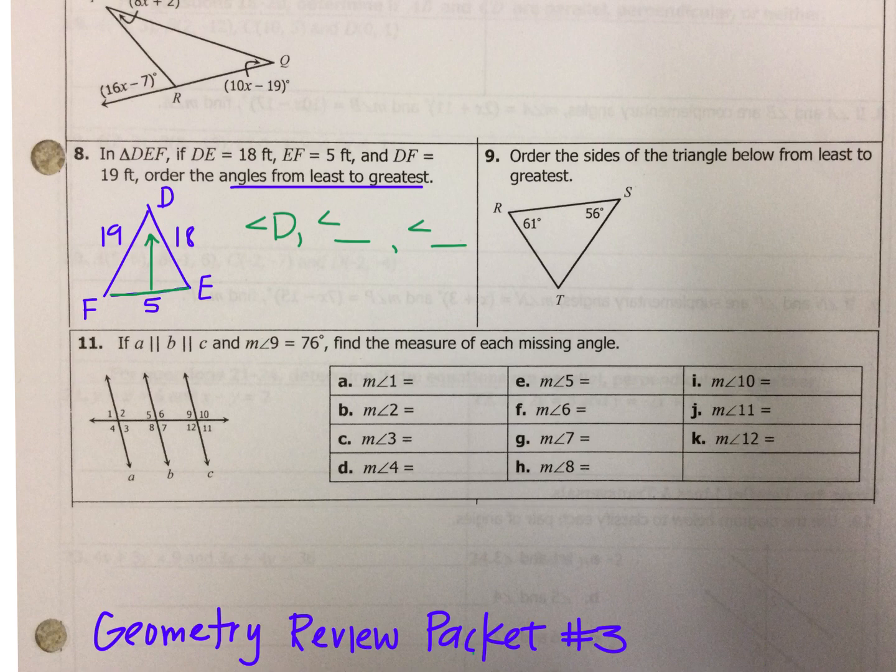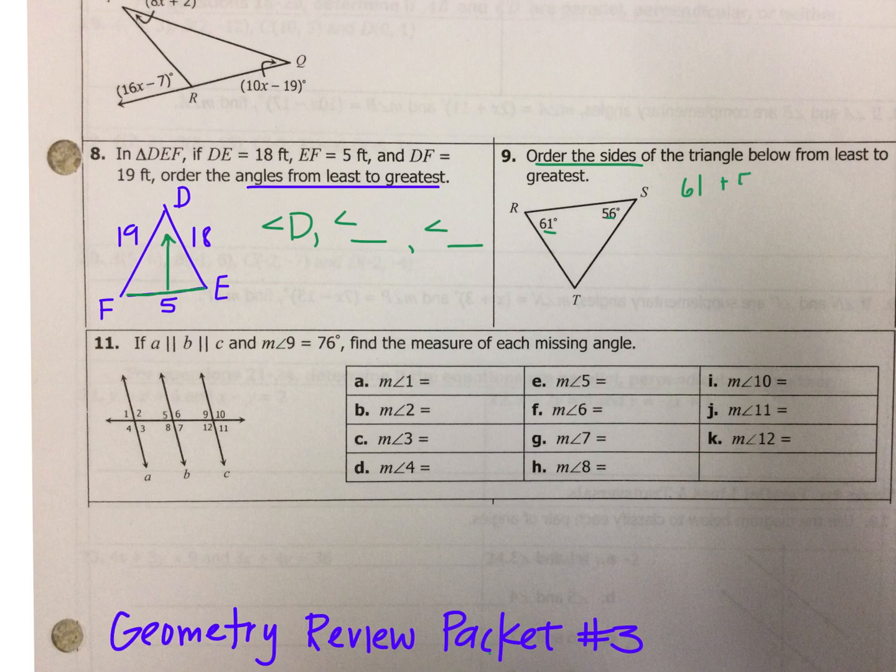We're kind of going to do the same thing on number 9, except this time it's asking for order the sides. But before we can do that, I have to find this angle right here that's missing. And you'll remember a triangle has 3 parts. I have a 61 plus a 56 plus, I have no idea, so I'm going to make that an X. And how much is a whole triangle? 180.